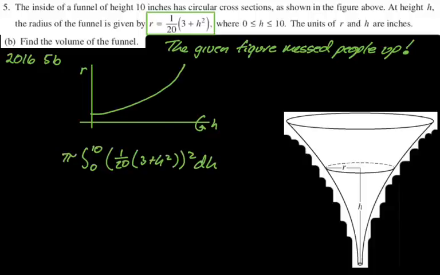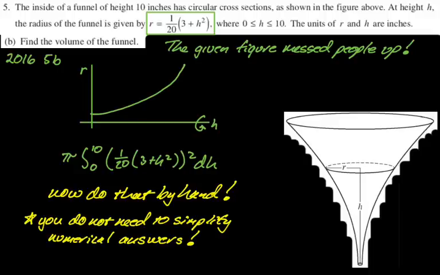So my integral, when I set it up, is pi from 0 to 10, because h goes 0 to 10, and then the quantity squared. Now what was weird, and I'm not going to do it in this video, but I definitely did it in another video, we had to do this whole thing by hand. So you have to square the whole thing out, reverse the power rule.